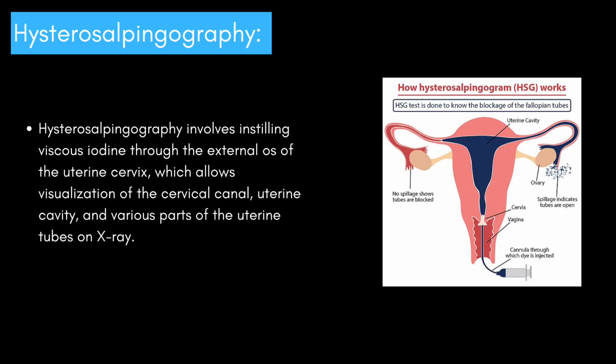Let's next take a look at hysterosalpingography. Hysterosalpingography involves instilling viscous iodine through the external os of the uterine cervix, which allows visualization of the cervical canal, uterine cavity, and various parts of the uterine tubes on X-ray.